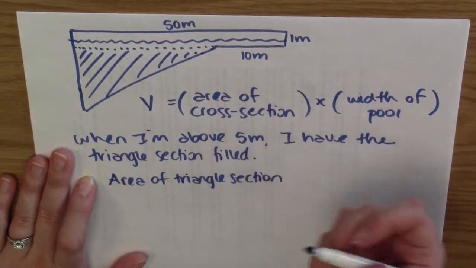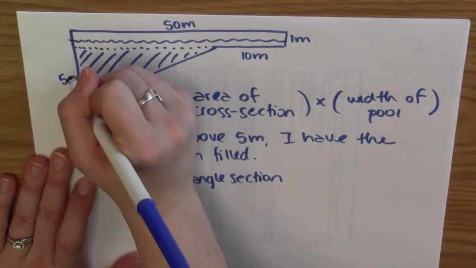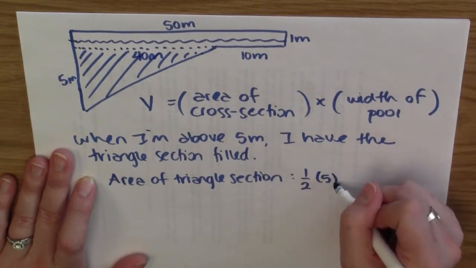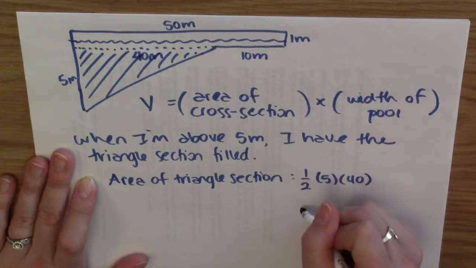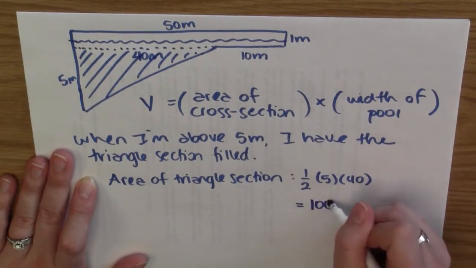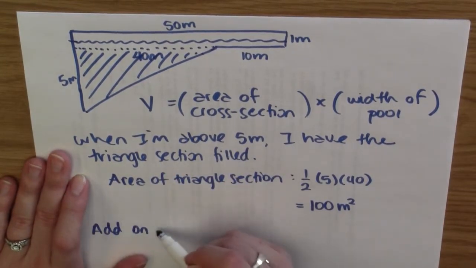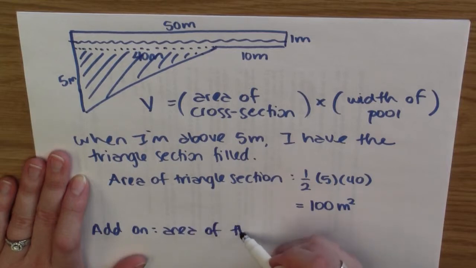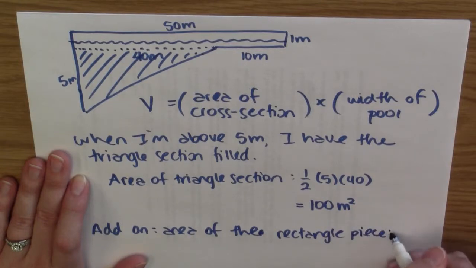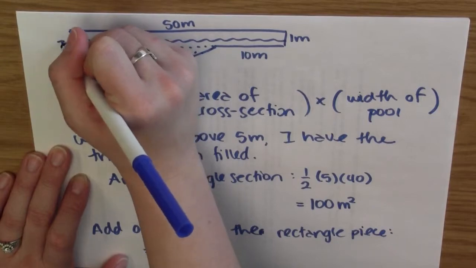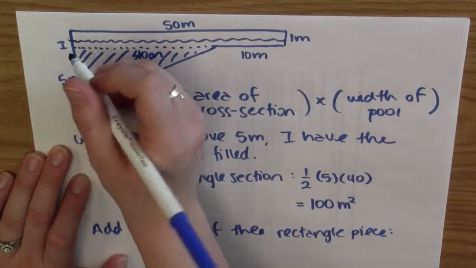right? Well, this is a right triangle, so it has height of 5 meters and length of 40 meters. So its area is 1/2 times 5 times 40 meters, or 100 square meters. I also need to add on the area of the rectangle piece. The length of the rectangle piece is 50 meters. And the depth of the rectangle piece here, my h tells me how deep the pool is.